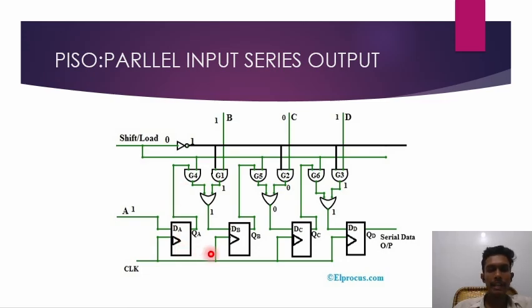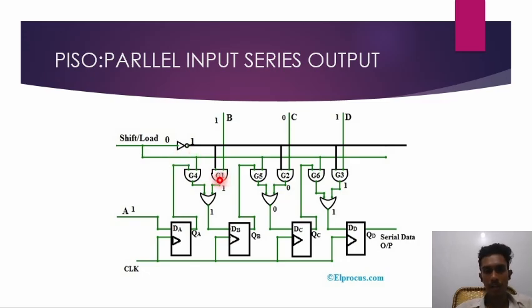Here DA, DB, DC, DD are four flip-flops, and these are D flip-flops. Here A, B, C, and D each act as an input. A acts as the input for the DA flip-flop, and Q is the output. This output is directly connected to an AND gate. G4 is the AND gate, and G4's other terminal is connected to the shift load.